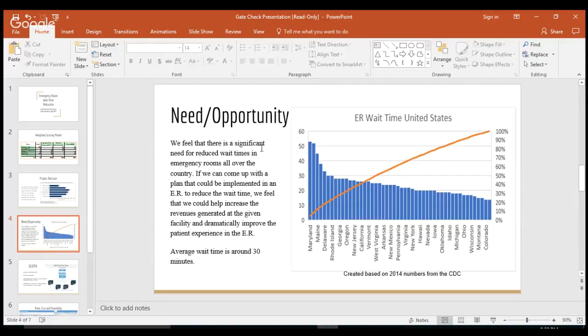We feel that it was significant to find a need to reduce the wait times in emergency rooms, and we want to come up with a plan that can be implemented in an ER to help reduce this wait time. We feel like by finding a way to reduce the wait time, we'll be able to increase patient satisfaction. It will take less stress load off the doctors, as well as generate revenue for the clinic itself. The average wait time for all of these combined is around 30 minutes.